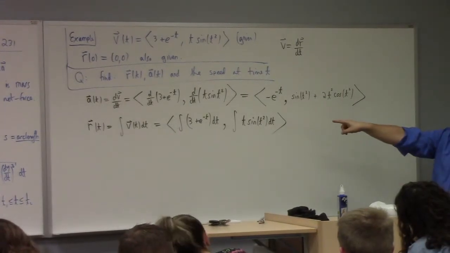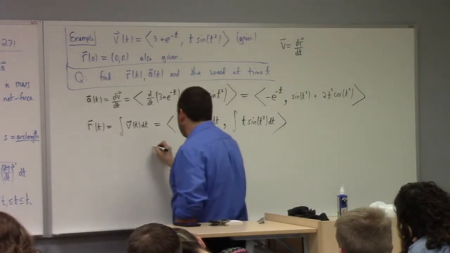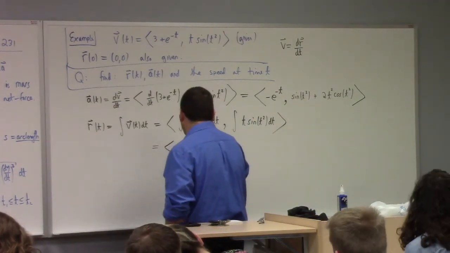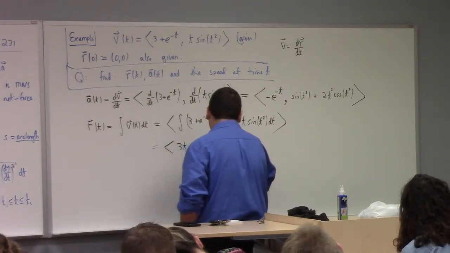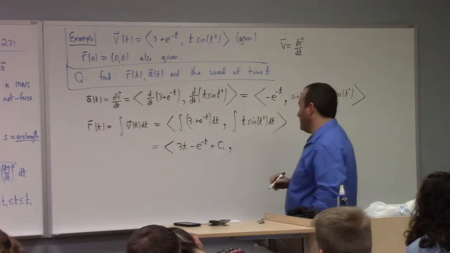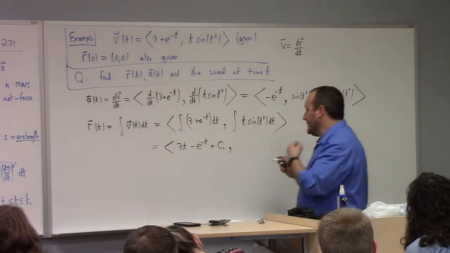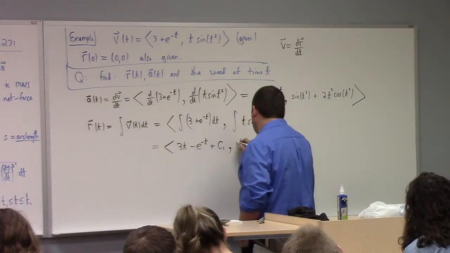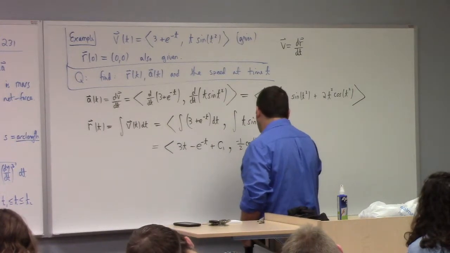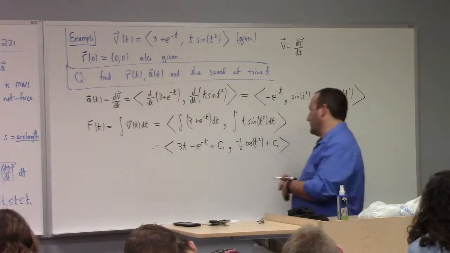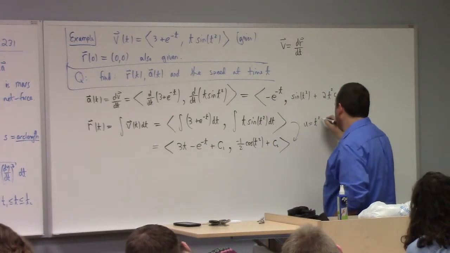So what would the integral of the x component be? Looks like 3t minus e to the minus t plus, let's say, constant 1. What's the integral of the second one? This is a u equals t squared substitution, right? So I believe if we do 1/2, or rather minus 1/2 cosine of t squared plus c2, that's the integral of the second component, making a u equals t squared substitution.